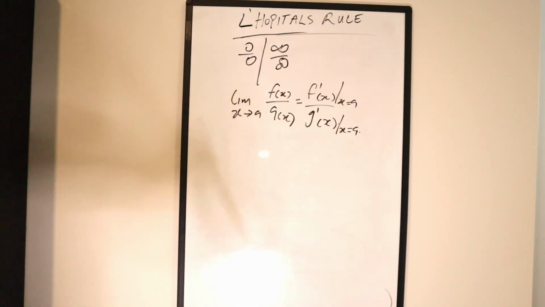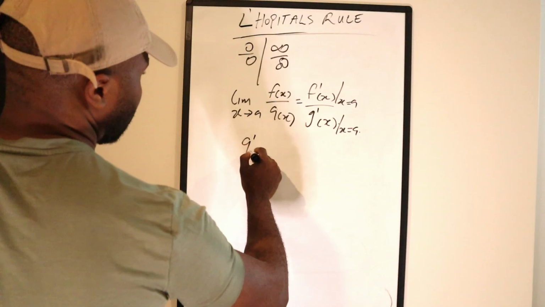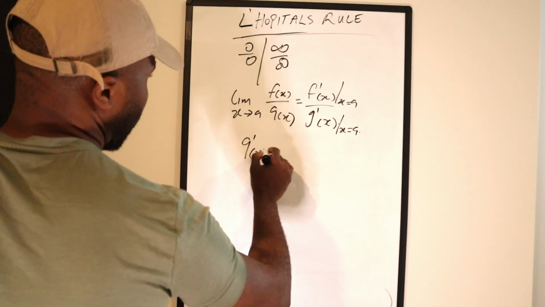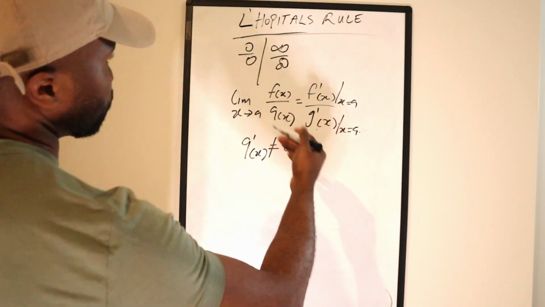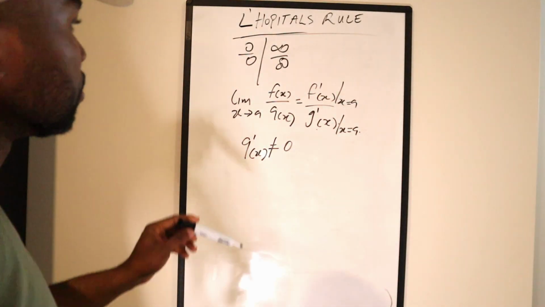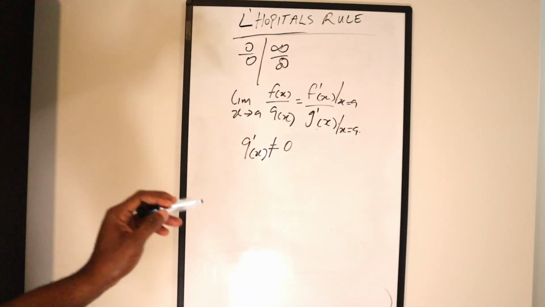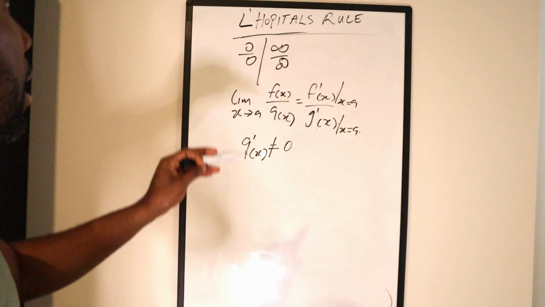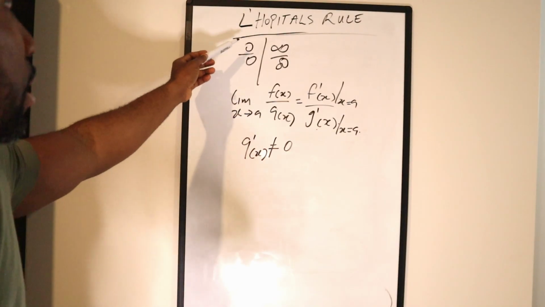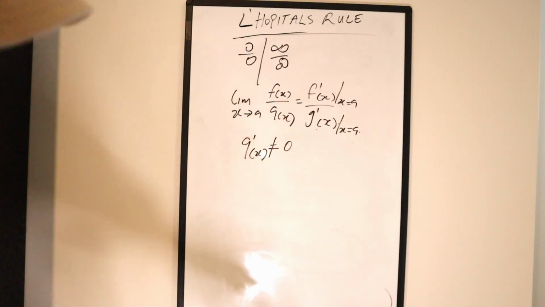And this rule can apply as well if the denominator g(x) is not equal to 0. So if this is equal to 0, this rule doesn't count. Or if this is equal to infinity, it doesn't count as well. So this works when finding a limit that is indeterminate, 0 over 0 or infinity over infinity. Then you can apply L'Hopital's rule here.